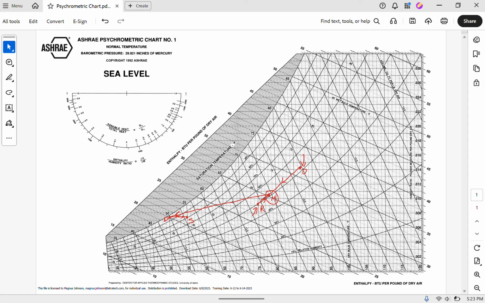So that's just a nice visualization of what we've actually done. You can use a psychrometric chart to do all this whole process, or you can use the calculations and then see what it actually looks like to make sure it makes sense.